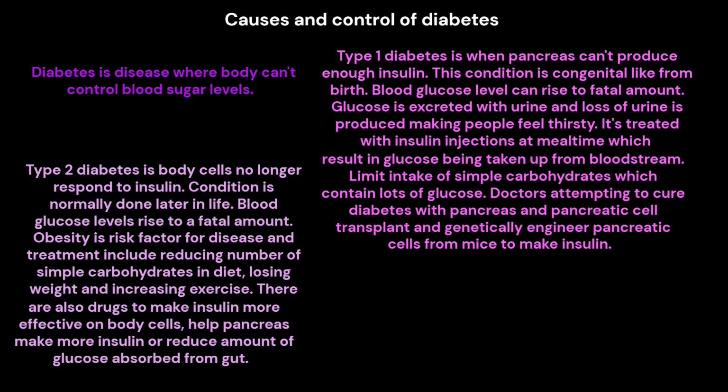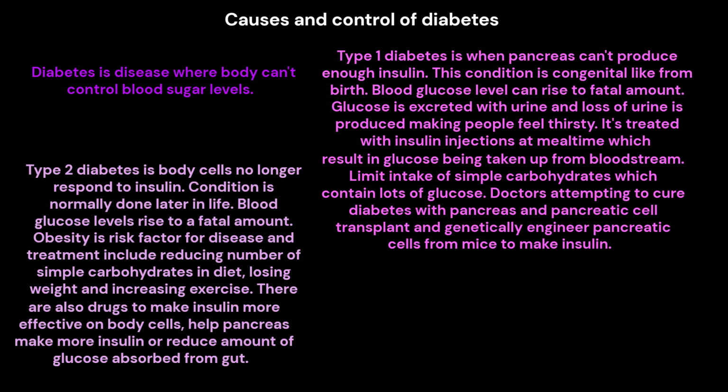Diabetes is a disease where the body can't control blood sugar levels. Type 1 diabetes is when the pancreas can't produce enough insulin. This condition is congenital, like from birth. Blood glucose level can rise to a fatal amount. Glucose is excreted with urine, and a large amount of urine is produced, making people feel thirsty.